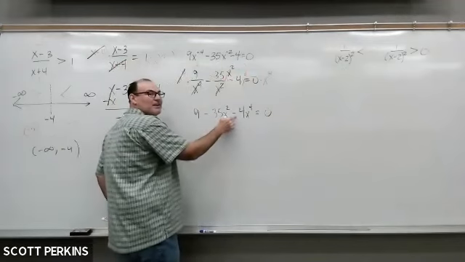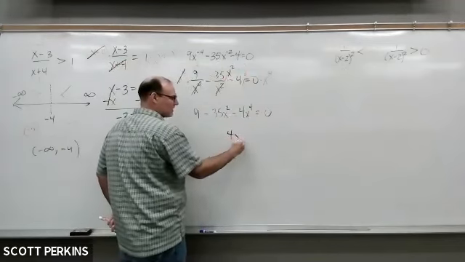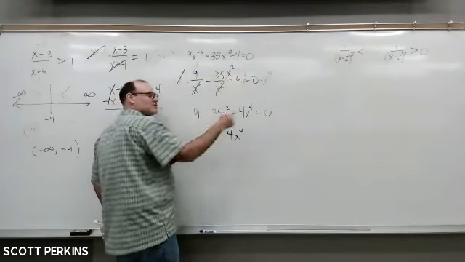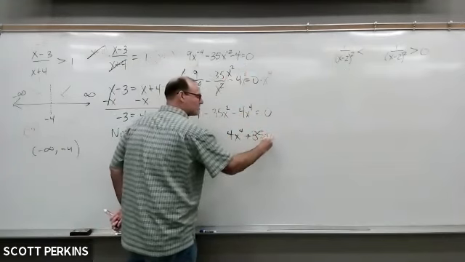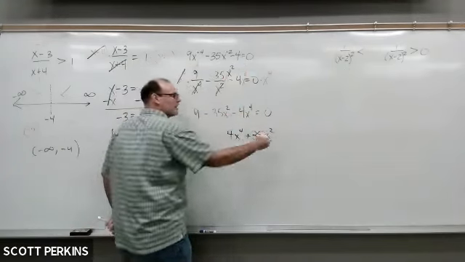So I'm going to bring the 4x to the 4th over to that side, and this becomes 4x to the 4th. I'm going to bring the 35x squared over, and it becomes plus 35x squared. And then I'm going to bring the 9 over, and it becomes minus 9.